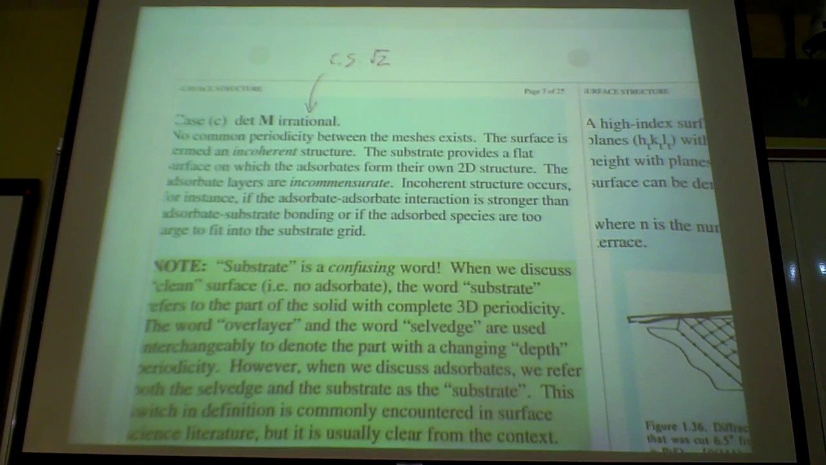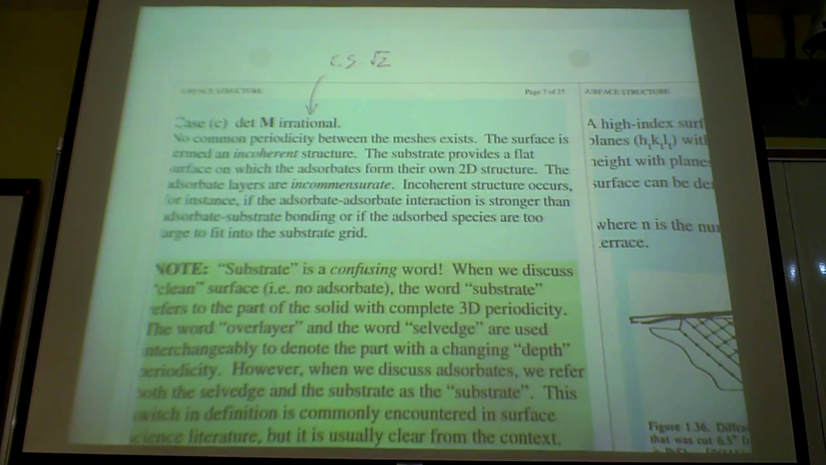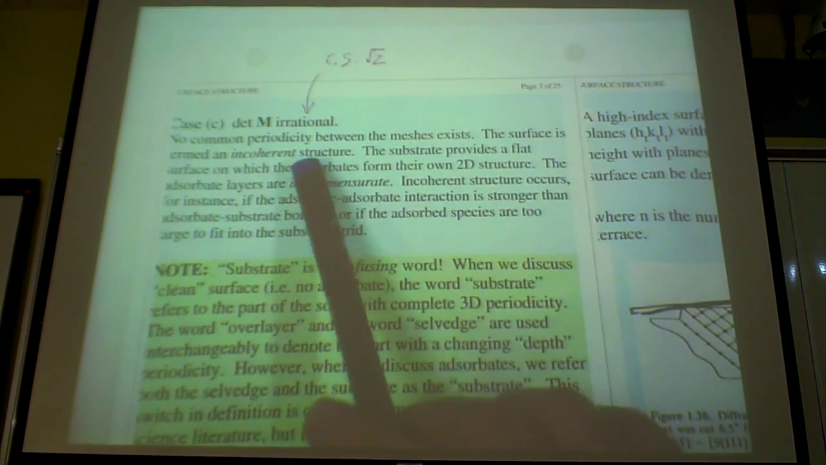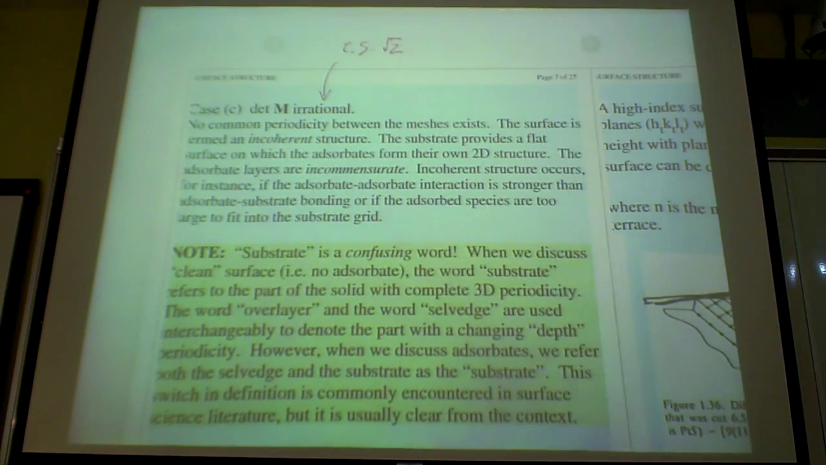That means that there's no periodicity between the two meshes. They have an incoherent structure, so that would be the ice on metal case, right? Ice on nickel case. That would be an incoherent structure. Ice will form its own thing, and nickel forms its own thing. There's no relation between the two layers that we have. Okay, the surface is termed incoherent structure, and really what it does is that the substrate just provides a flat surface, so that the overlay, the adsorbate, can form its own thing.